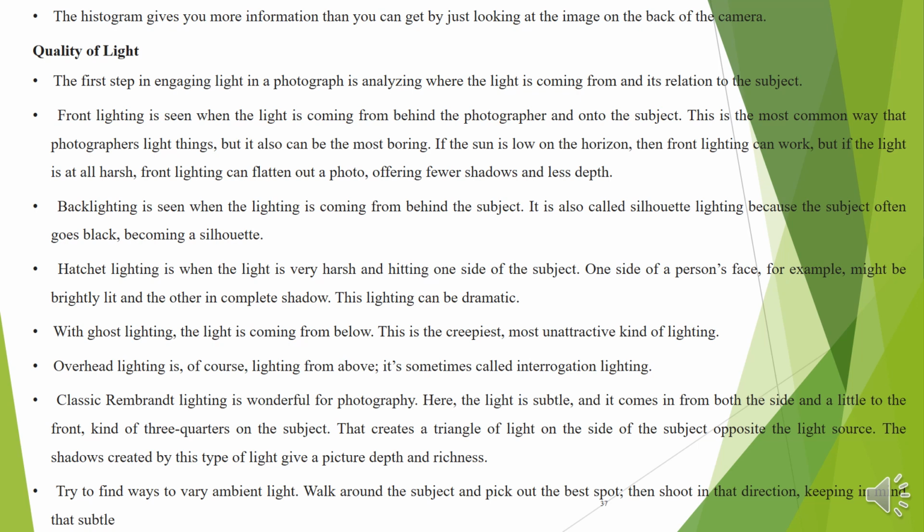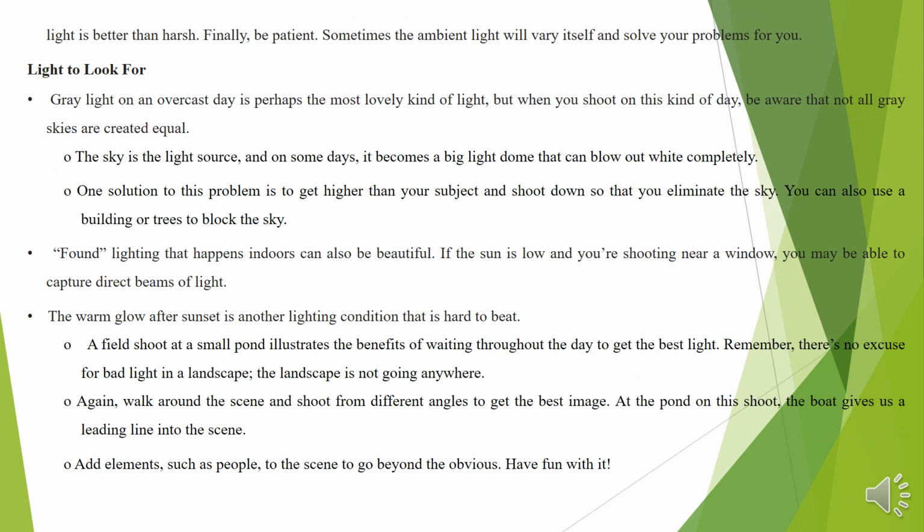Try to find ways to vary ambient light. Walk around the subject and pick out the best spot. Then shoot in that direction, keeping in mind that subtle light is better than harsh. Finally, be patient. Sometimes the ambient light will vary itself and solve your problems for you.